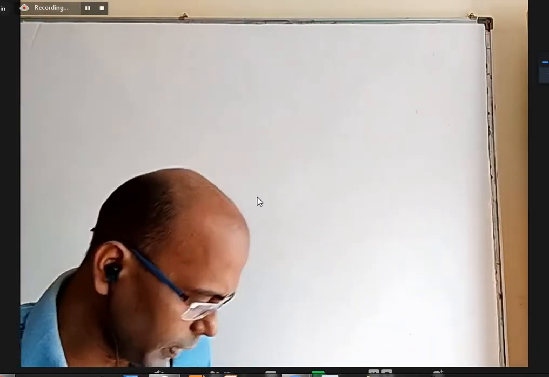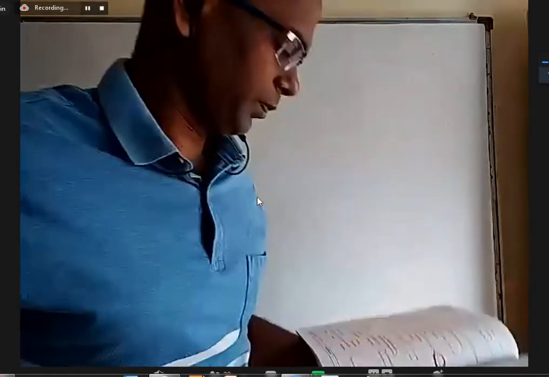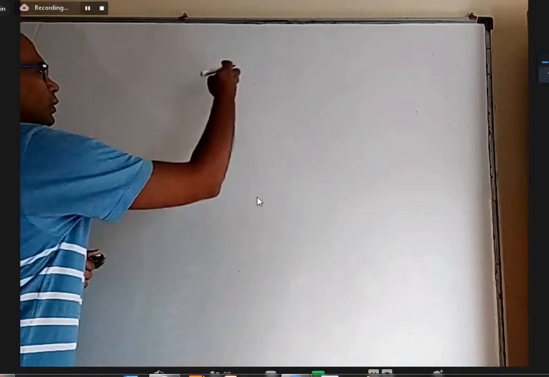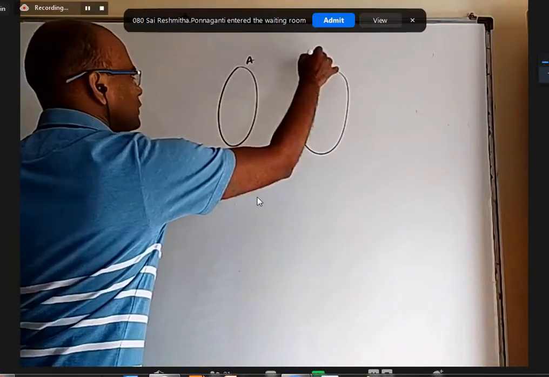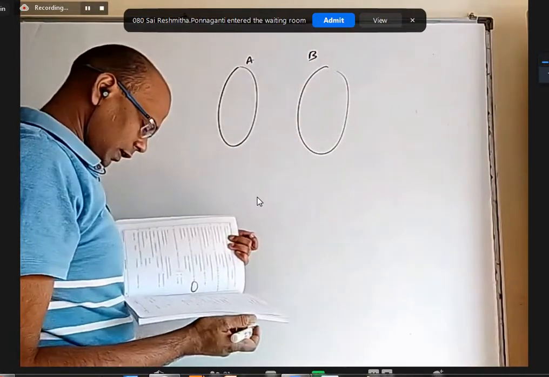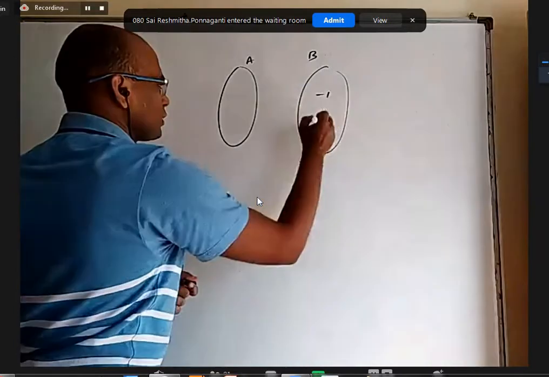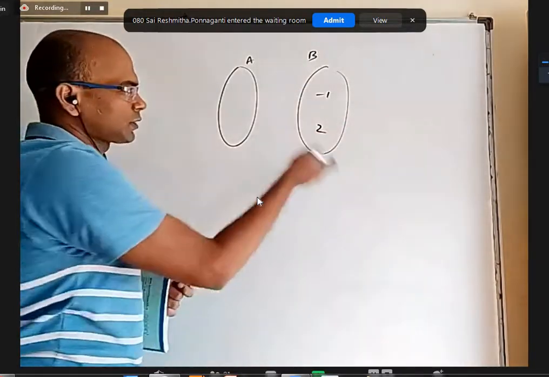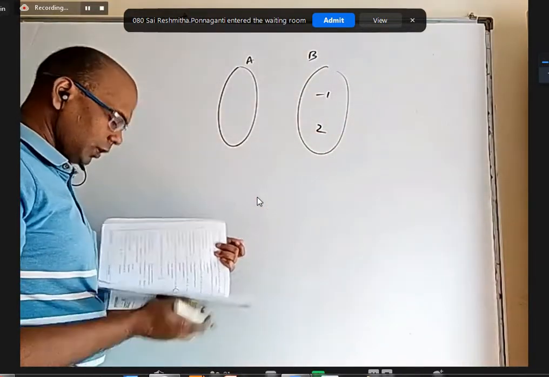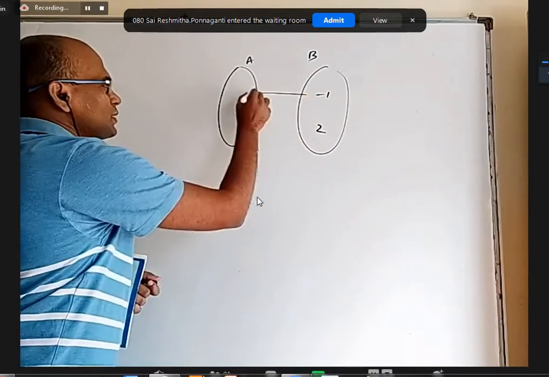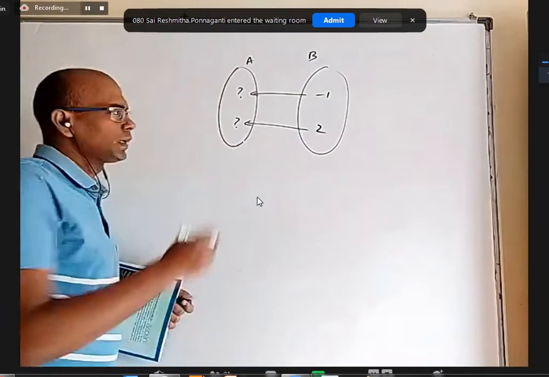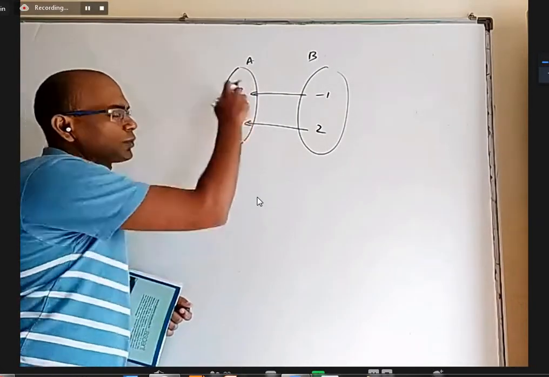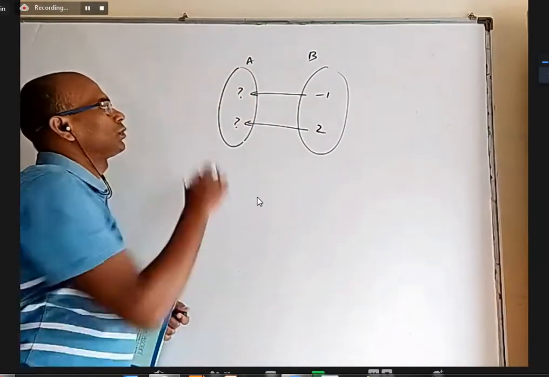So here codomain is given, but domain is not given. So this is set A and this is set B. I have -1 here, 2 here in the codomain. That is also range. But -1 is image of what number? I don't know. 2 is image of what number? I don't know. If I know this number and this number, that put together will be A. So I don't know this number.